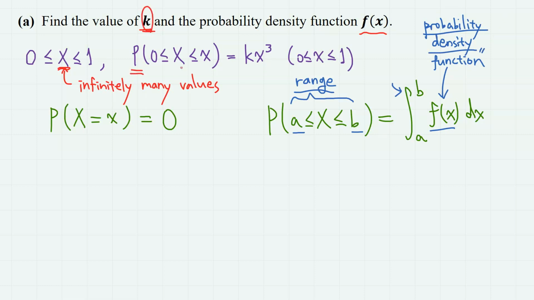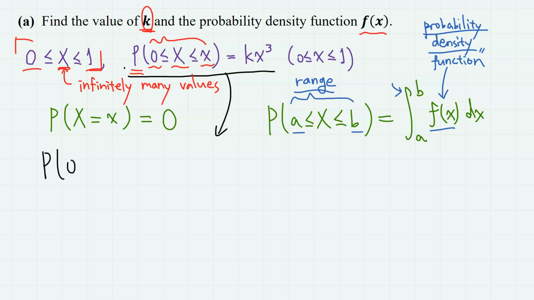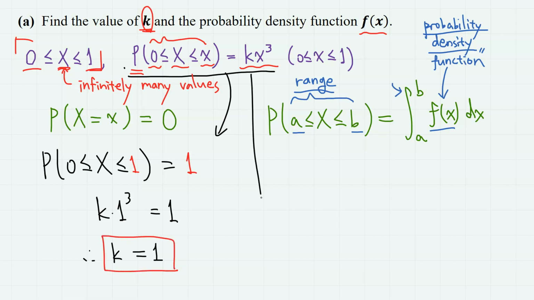We were given the probability of capital X having a value in the range from 0 to small x. And it is given that capital X can have values from 0 to 1. Therefore, we use this given condition and use the fact that if small x is 1, the probability must become 1. Therefore, using this, we have k times 1 cubed equals 1. So therefore, k equals 1. Then this condition, the probability of capital X having a value greater than or equal to 0 and less than or equal to small x, becomes simply x cubed.